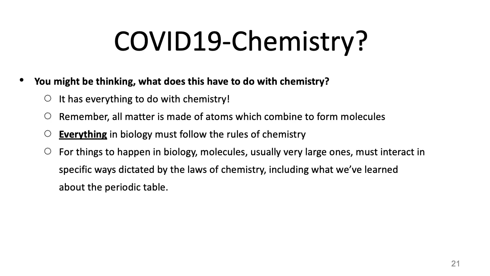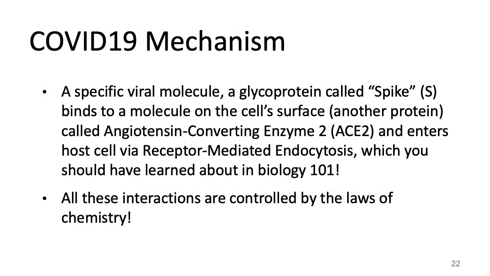So for things to happen in biology, these very large biological molecules must interact in specific ways, dictated by those laws of chemistry that we have been learning about all semester. Laws derived from that periodic table, that organization of the periodic table. So let's talk a little bit about the chemistry of COVID-19. So the first thing we're going to talk about is how does this virus actually infect a cell?